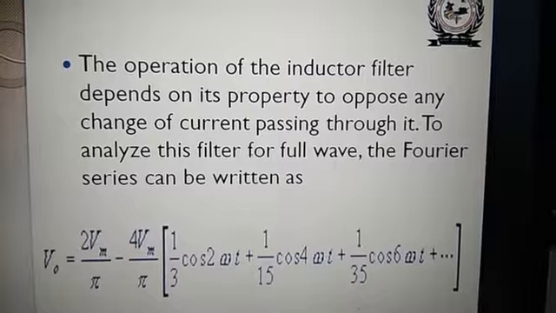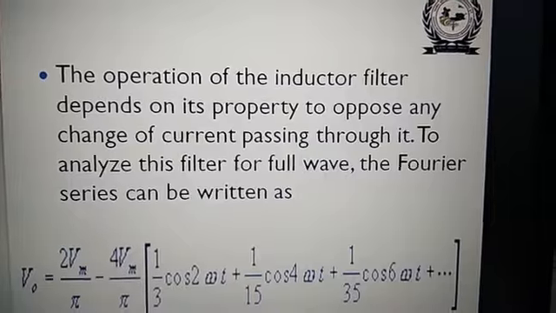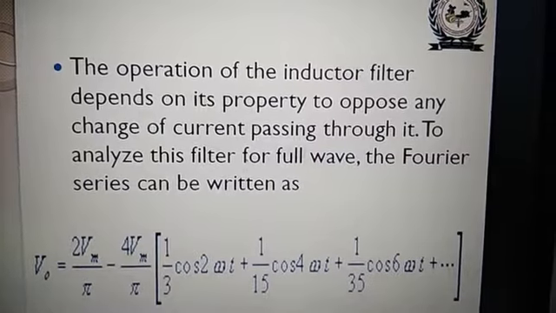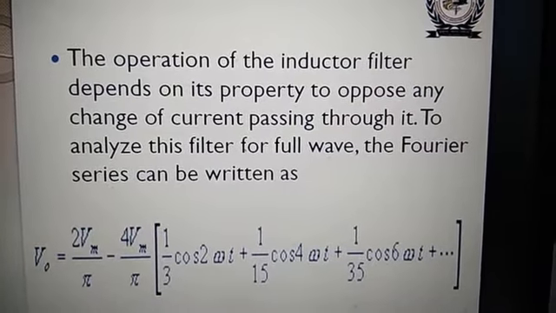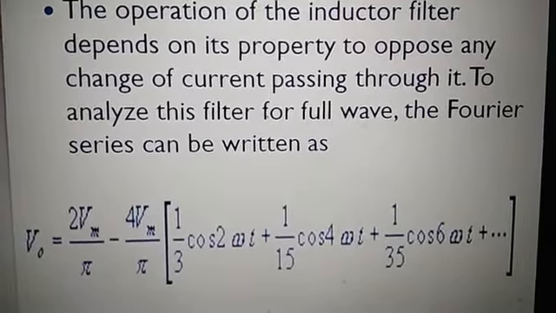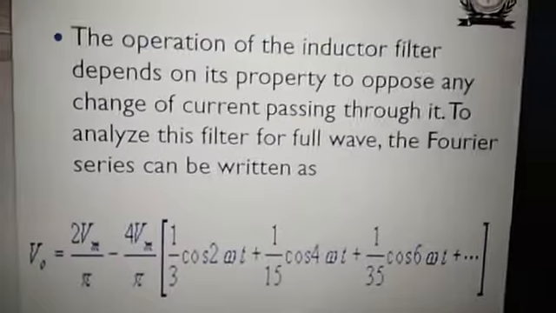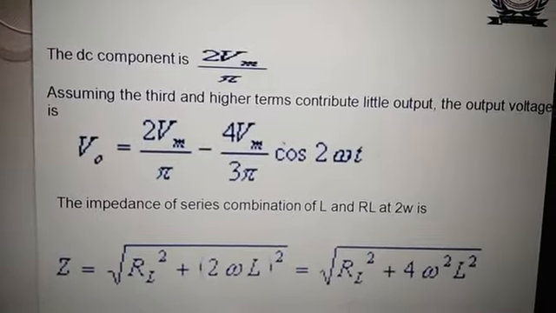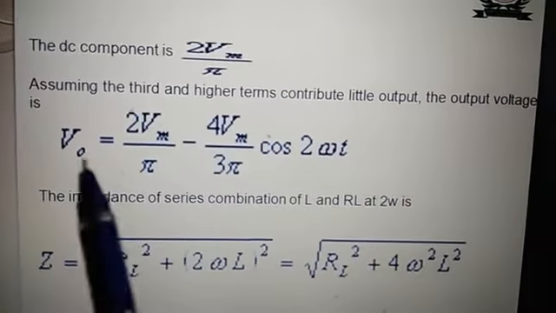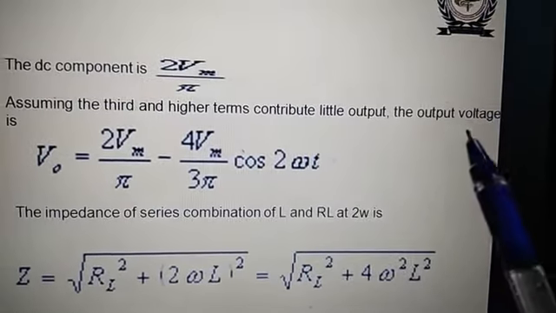The operation of the inductor filter depends on its property to oppose the changes of current passing through it. To analyze this filter for full wave, the Fourier series is given. For the analysis of the inductor filter using the full wave rectifier, this Fourier series is used. Using it, we get the DC component twice Vm by pi for the full wave rectifier. Assuming the third and higher terms contribute little output, we can remove them.